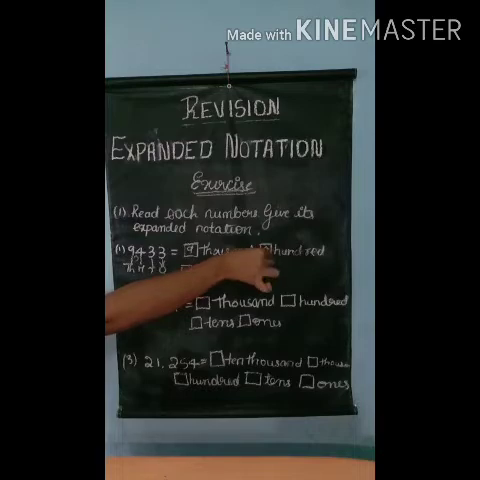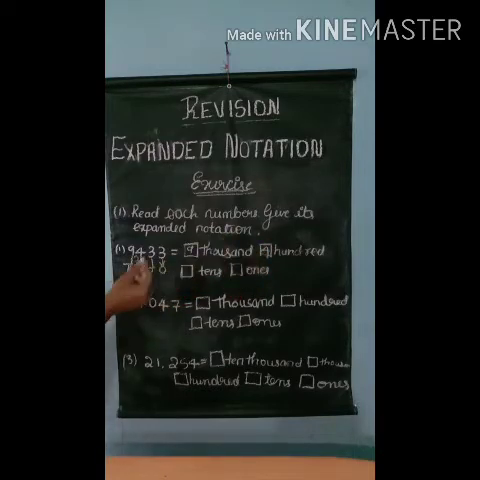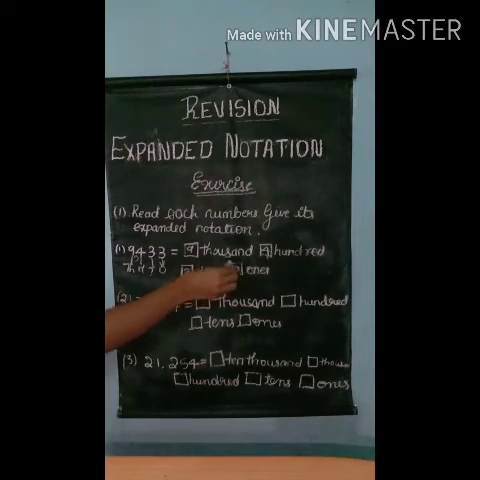So 4 multiplied by 100 or 400. Then next one is a 3. 3 in which place here? Tens place. So 3 tens. 3 multiplied by tens. Then again 3 in which place here? Ones place. So 3 multiplied by 1. This is called expanded notation.